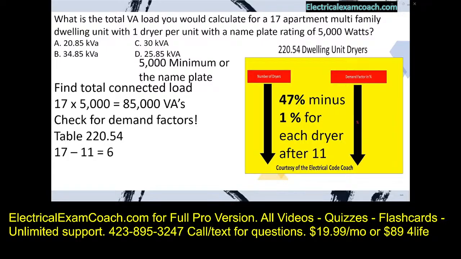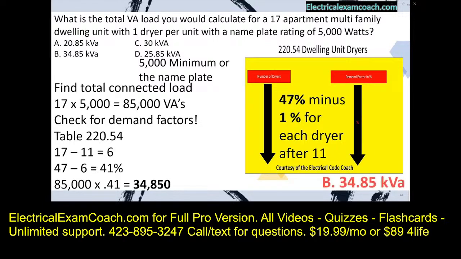What this code is stating is that 47% was our base multiplier, and then what we're going to do is minus 1% for each one that we are past 11. We were 6 past 11, so we're going to take our 47% base minus 6, and that's going to give us a new demand factor of 41%. Now, all we have to do is multiply. We take our original load multiplied by 0.41, and that gives us a new reduced load of 34,850 VAs, and we're going to select B. Great job.